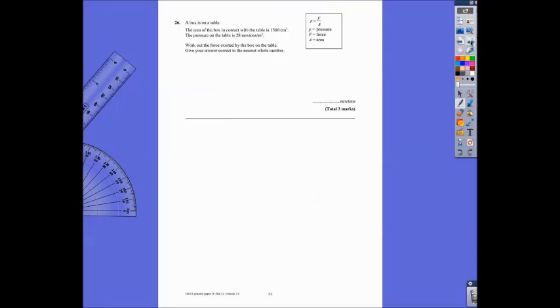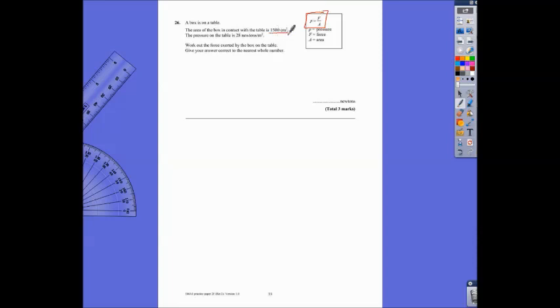Question 26. A box is on a table. The area of the box in contact with the table is 1500 centimetres squared. The pressure of the table is 28 newtons per metre squared. Work out the force. Now you're told here that the pressure is equal to force divided by the area.